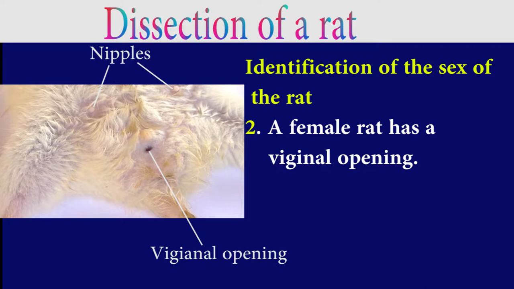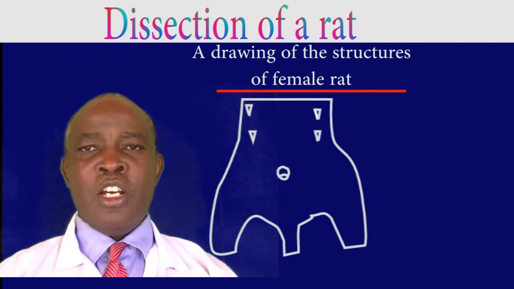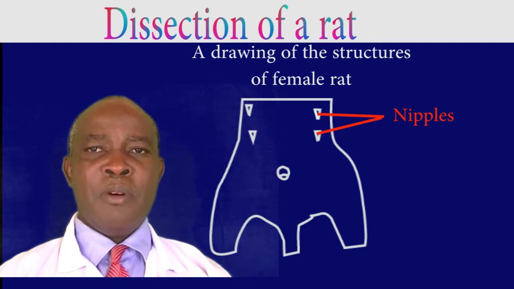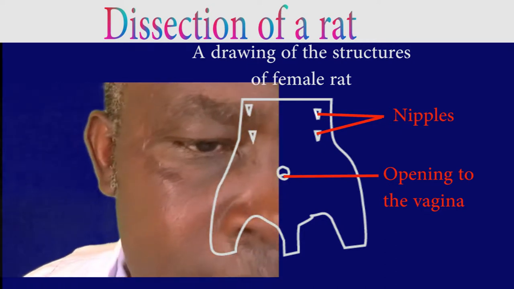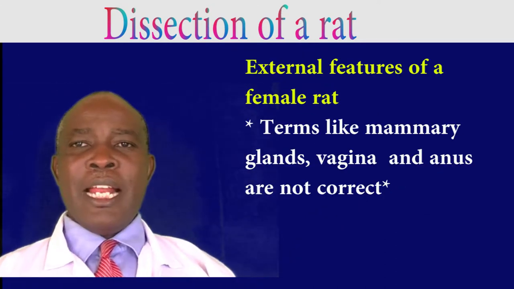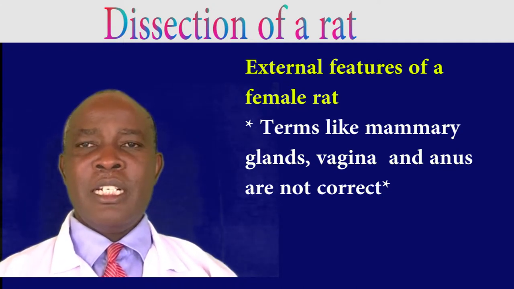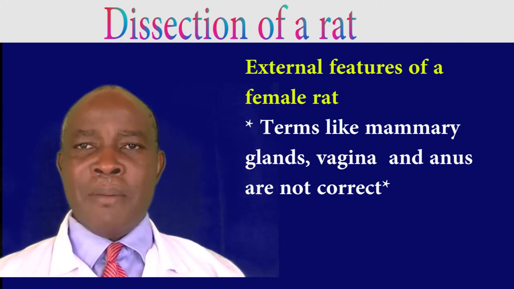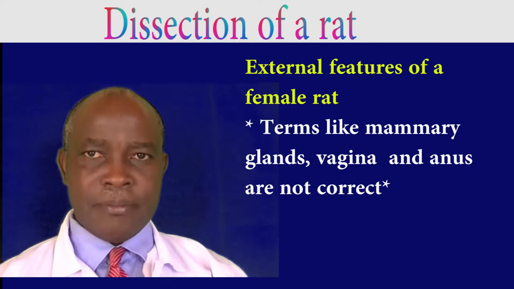Let us draw structures that are used to identify a female rat. A drawing of the structures used to identify a female rat. We label nipples, we label the opening for the vagina. Terms like vagina and mammary glands are not correct because we don't see the vagina, we see a vaginal opening. We don't see mammary glands, we see teats leading to mammary glands.